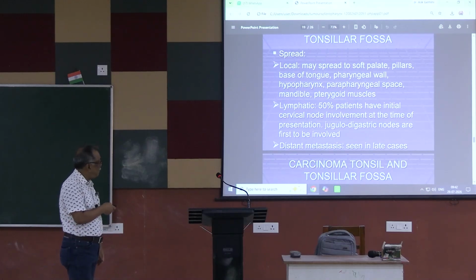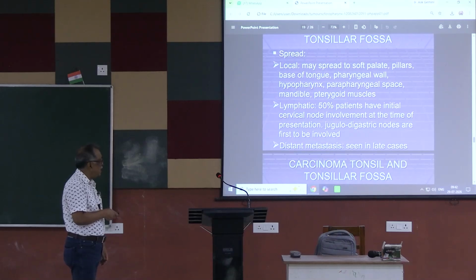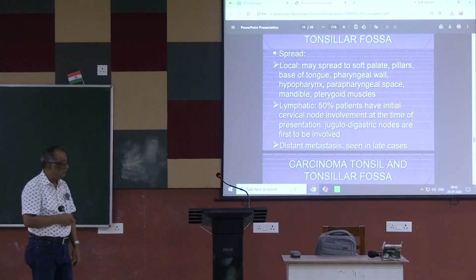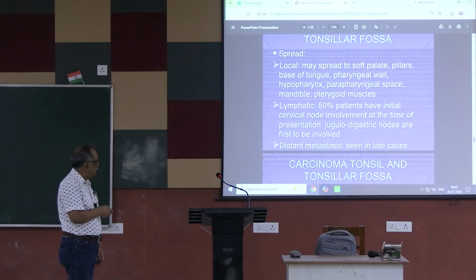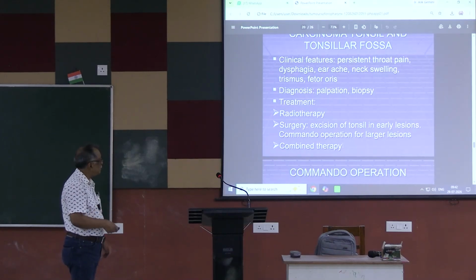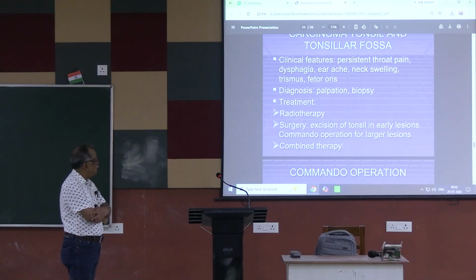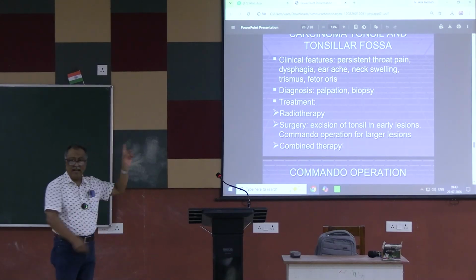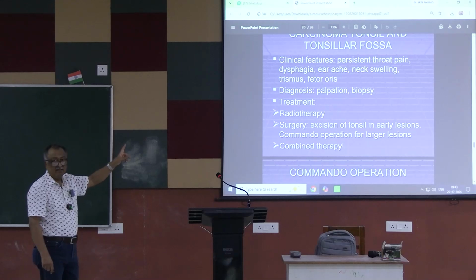Lymphatic: 50% of patients have initial cervical node involvement at the time of presentation, and that is the jugulodigastric gland. Distant metastasis is seen in late cases. Clinical features, once again, diagnosis: one part is the clinical examination, the palpation, and the biopsy. The clinical presentation: throat pain, dysphagia, and every time you see, there is earache.